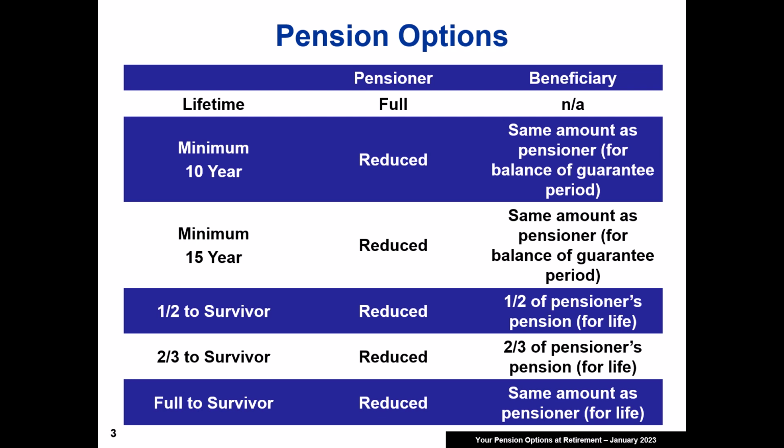From these pension options, the only two that do not require the spouse to sign the Form 5A waiver form are the last two options, the 2/3 and full to survivor. If you have a spouse or partner, a Form 5A will be required for all other options. It's important to note that once you elect a pension option, it cannot be changed after your date of retirement.